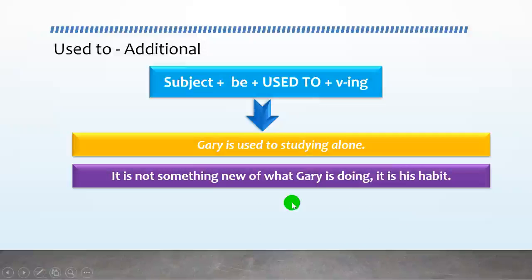We do not talk about Gary finding a new habit or not. We talk about Gary having started this habit some time ago, and until right now he is still doing it, and now it is his habit. So it is not something new anymore. So the point is, this pattern is used to show an activity, a habit, that you have been doing in the past, and until right now you are still doing it. Everyone who knows you will know your habit, and they will know also that now it is your habit. So it is not questionable anymore.